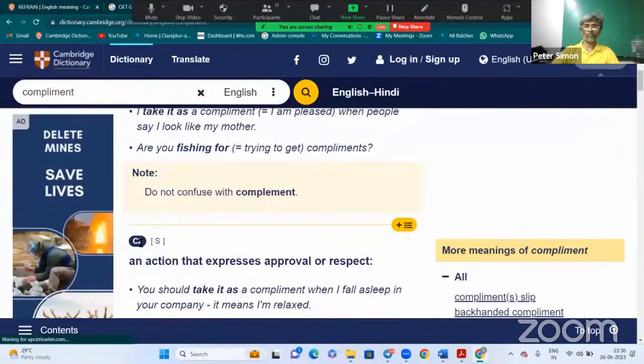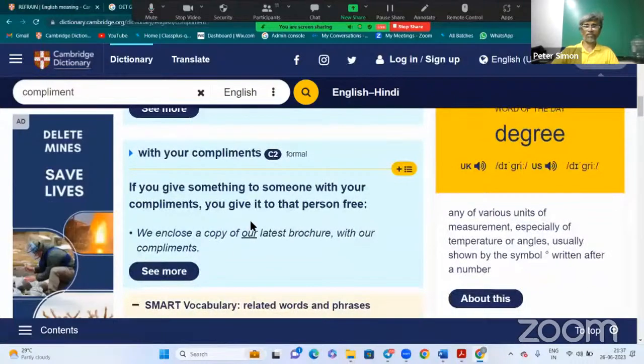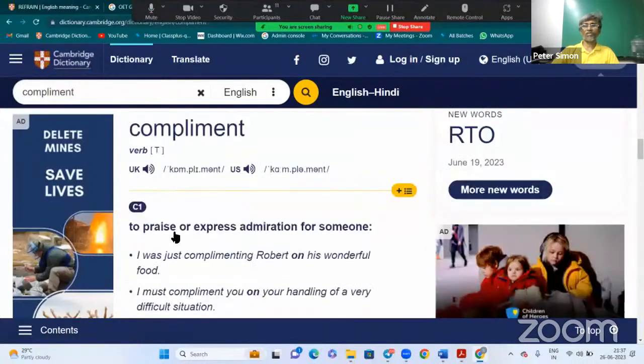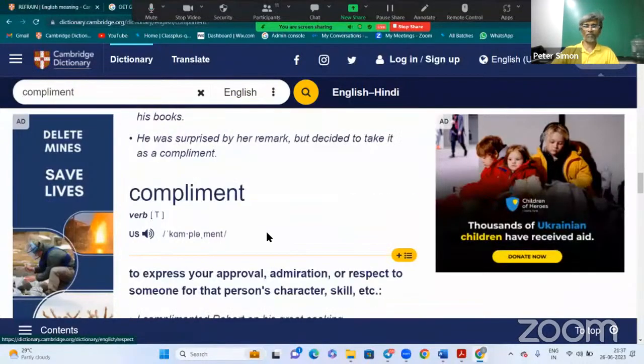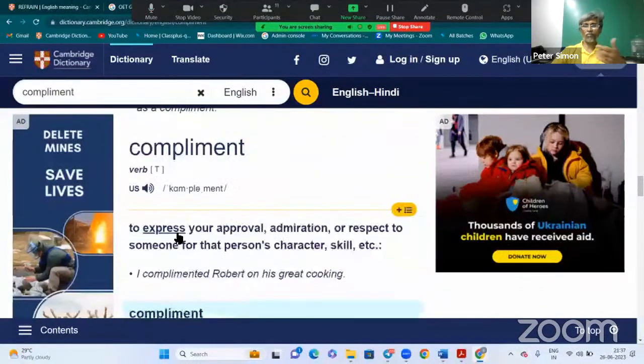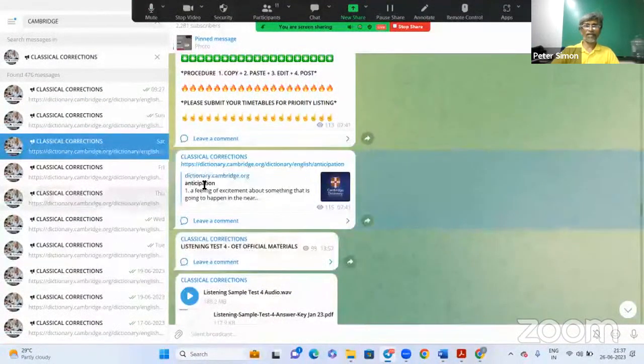C2 vocabulary. Okay. So compliments. Very, very special word. To praise or express admiration from someone. A remark or action that expresses approval, admiration, or respect. To express your approval, admiration, or respect to someone, that person's character, skill: you have done a good job. That's a compliment. It's a special word. Try to use certain words like this.